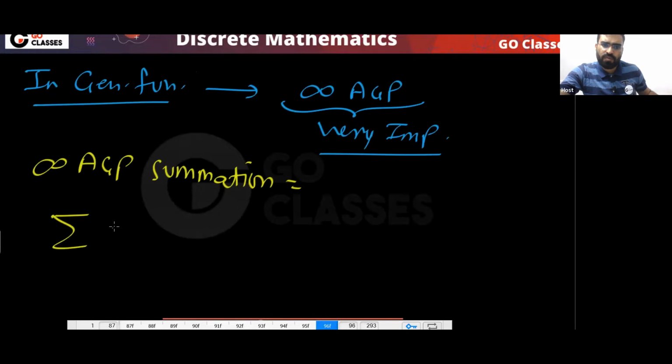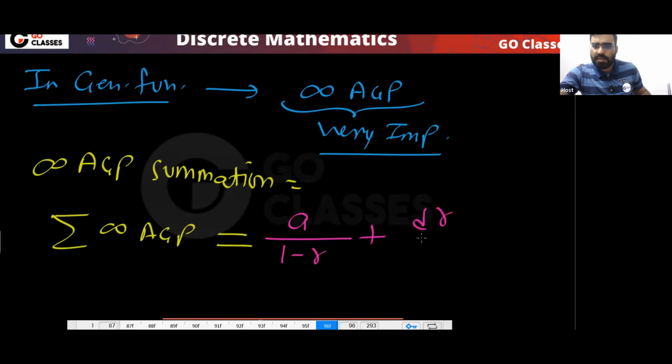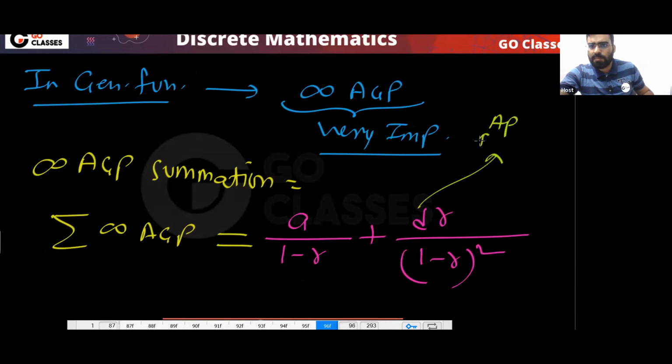So the summation of infinite AGP will be equal to the first term divided by 1 minus common ratio, plus D into R divided by (1 minus R) square. What is this D here? This is the AP series difference, and this R is your common ratio.